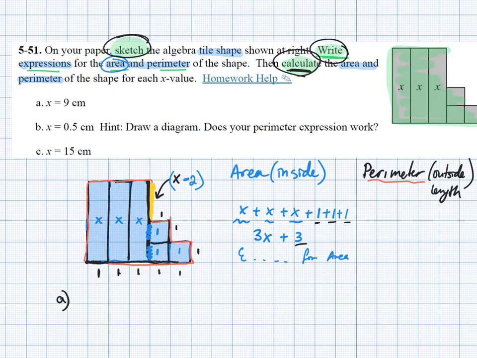For A, x is actually 9. So I need to substitute. I'm going to say x equals 9, and then I have the area is equal to 3x plus 3. I'm going to substitute x with 9 into the expression for area. So 3x is replaced with the 9, and then plus 3 is the copy. Together it will be 3 times 9, order of operations, right?